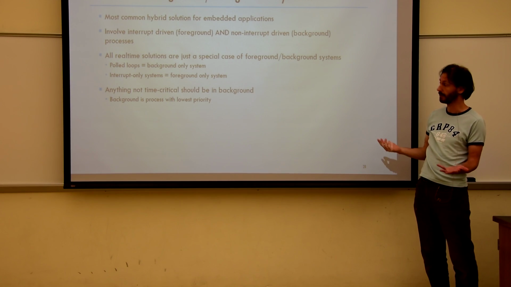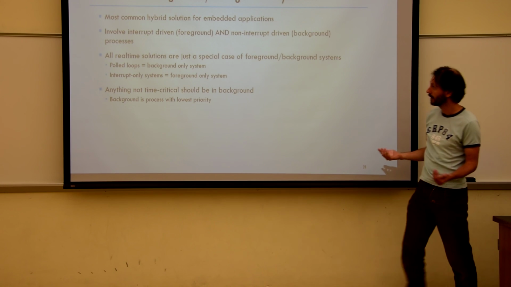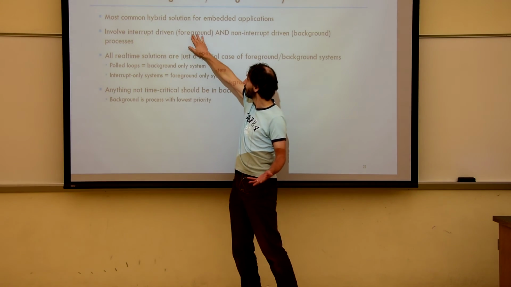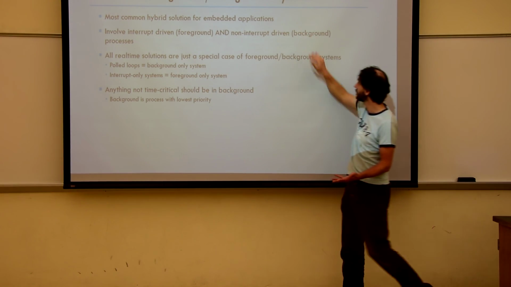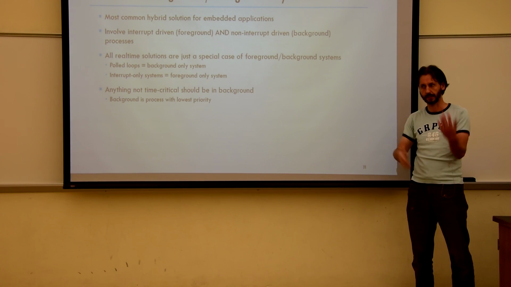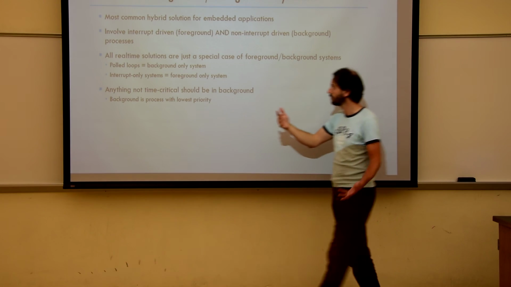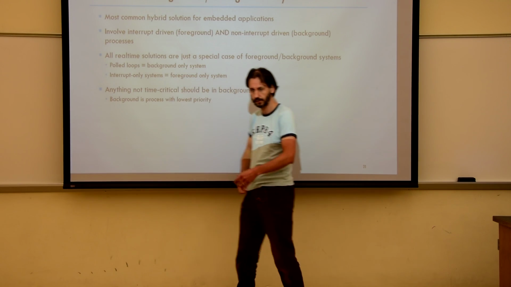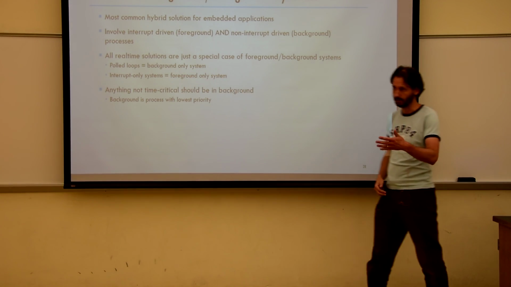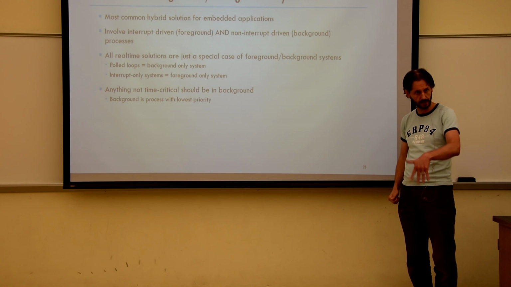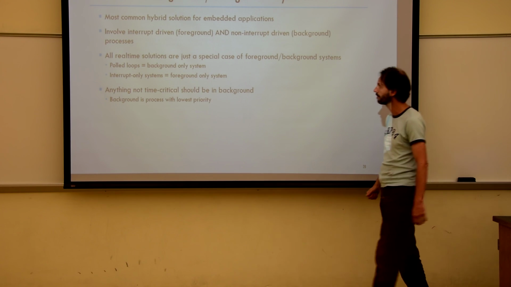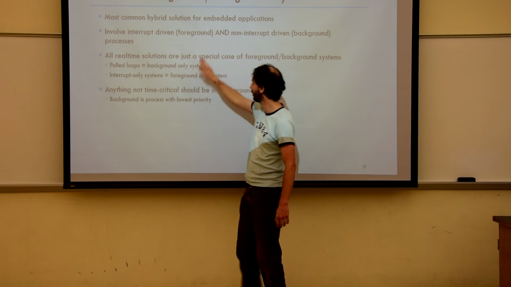So generally, we have a hybrid solution in which we have both interrupt-driven and also non-interrupt-driven processes. The interrupt-driven processes we call foreground processes, and the non-interrupt-driven ones background. The background happens all the time at some rate. But the interrupt-driven ones may come from your interrupt service routines, or the clock is counted down to 0 and you are ready to do something. That's what we call foreground.